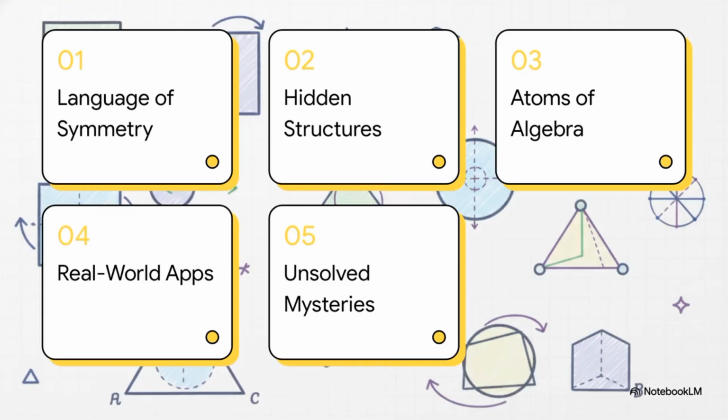So here's our roadmap for today's explainer. We're going to cover 1. The language of symmetry, 2. Subgroups and hidden structures, 3. The atoms of algebra, 4. Real-world applications, and 5. Unsolved mysteries of math. We're starting with a tangible hook and zooming all the way into the abstract math that powers our modern world.